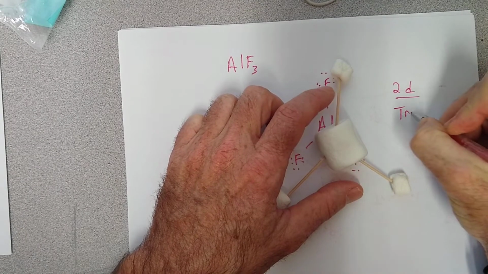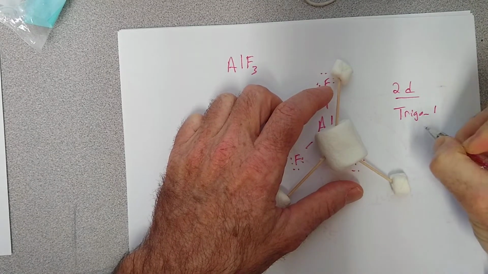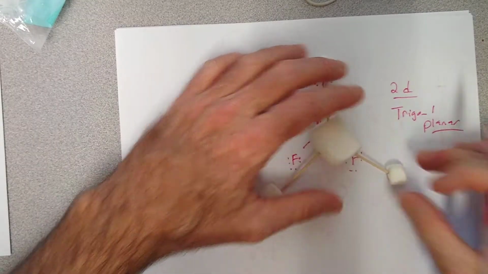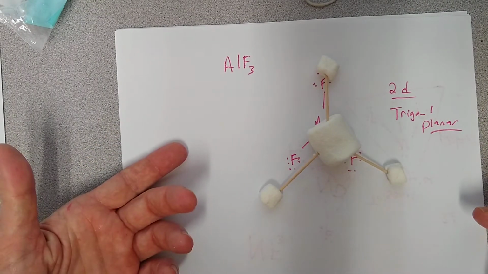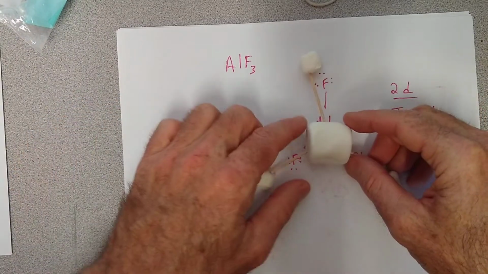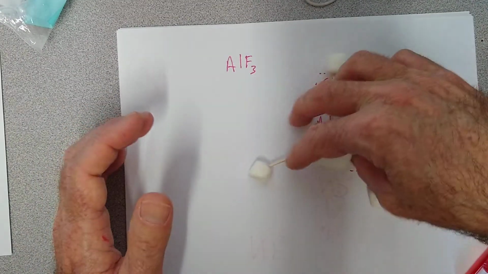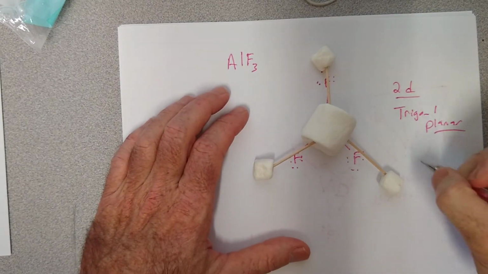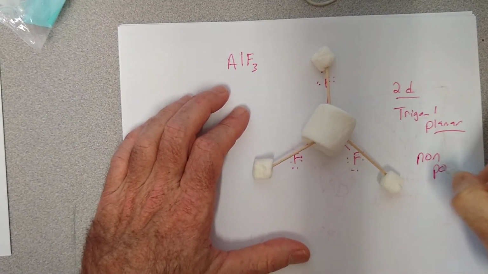It would be called trigonal planar. Planar means it's on the same level. And would this be polar or nonpolar? If I turn this around, could you tell that it had been turned? Are any of the sides different now? No, they're not. So it's a nonpolar shape, all right?